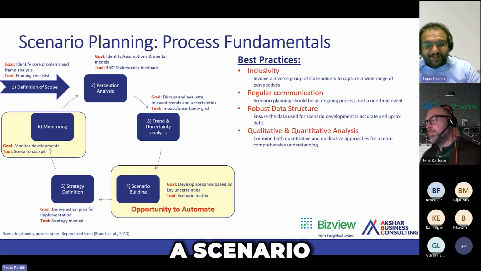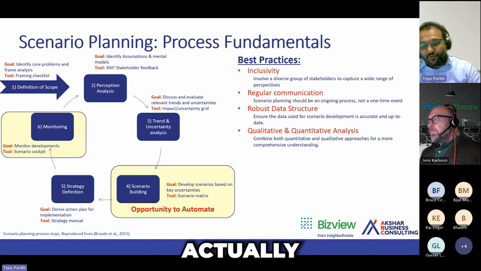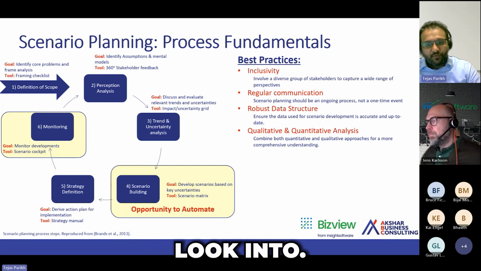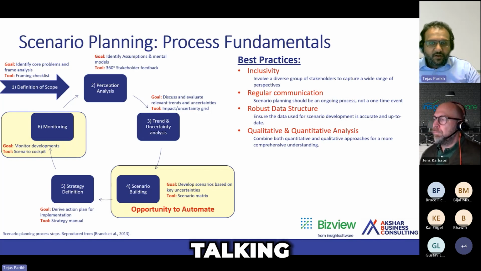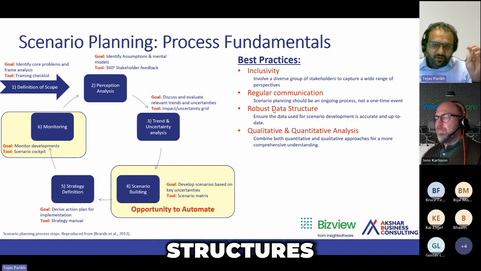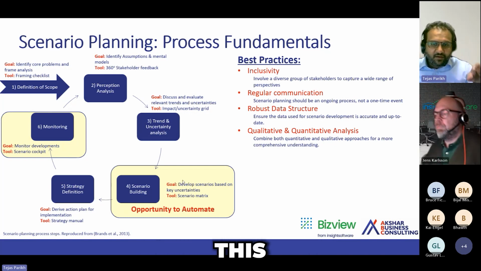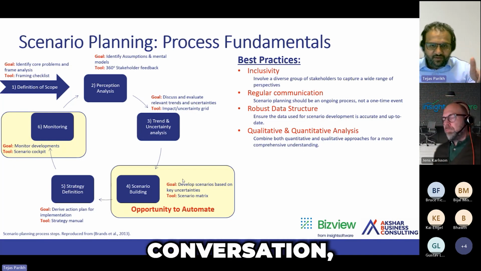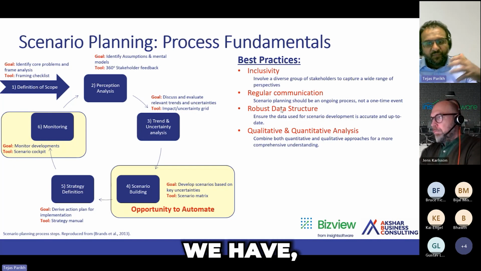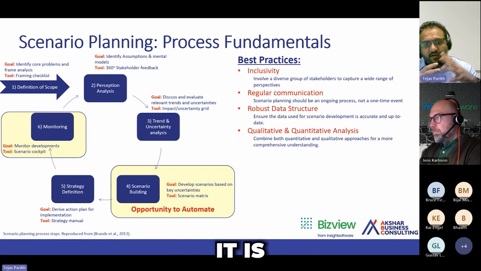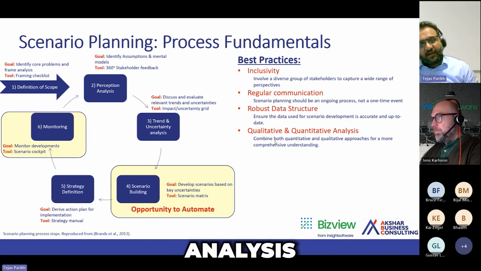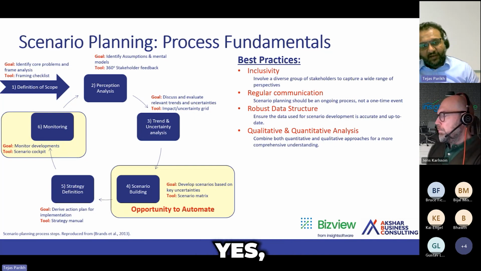That's a scenario which you would never imagine as a finance professional. But if you had talked to a logistics person, they would say, yeah, this is a risk which you would have to look into. So there is an element of talking to your colleagues as much as possible. Regular communication and data structures are important. That is the reason why this session today is including technology in the conversation, because the more robust the data structure we have, the easier it is for you to manage risk and manage the business.